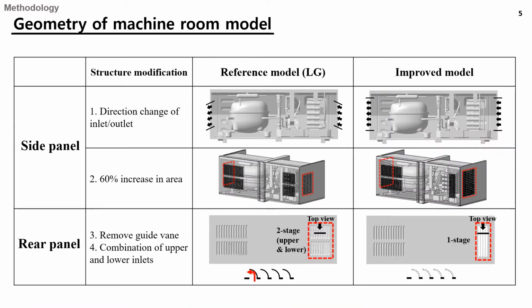Next, I would like to explain the LG mass-produced reference model and the improved model proposed through our research. First, the direction of the side inlet and outlet was changed to horizontal, and the area increased by 60%. Next, there was a guide wing when looked down from the top of the rear panel and we removed it. Third, we changed the two-stage inlet to a single stage.